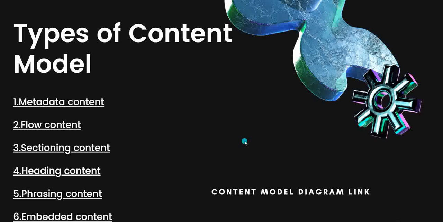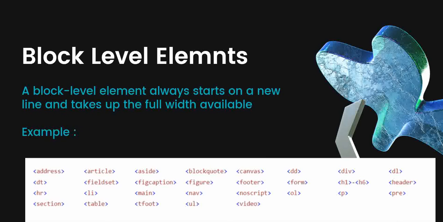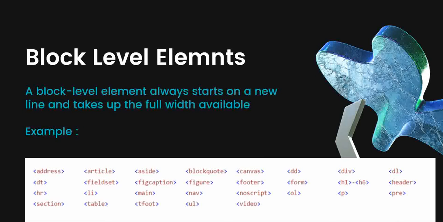These seven types of content models are categorized under two kinds of elements in HTML5. The first one is block level elements. If you insert a block level tag, it will display on a new line. For example, if you give a div tag, it will display on a new line.